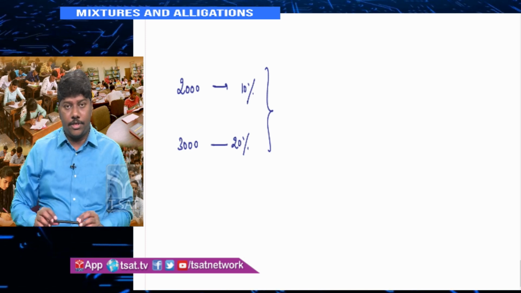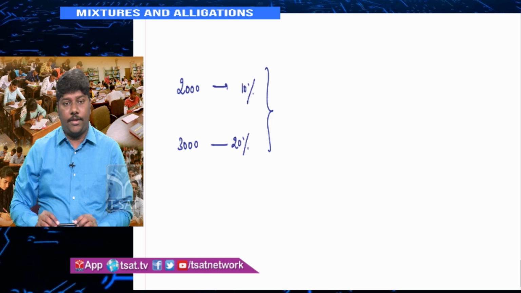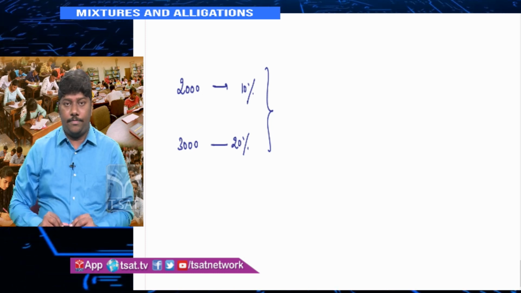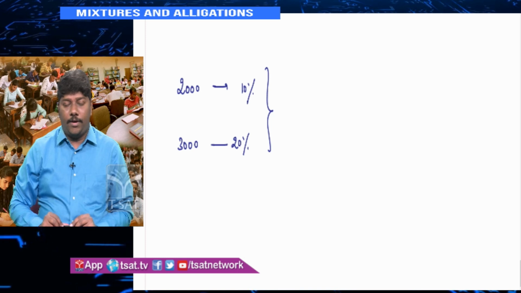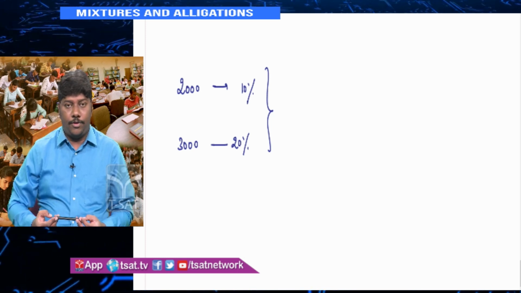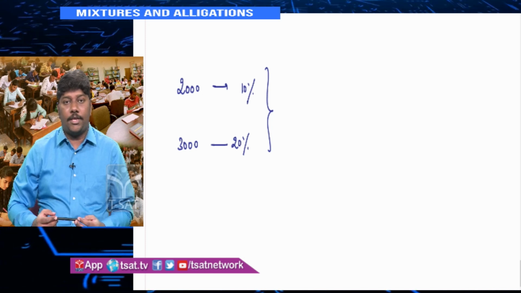I am dividing 5000 into two parts, 2000 and 3000. Upon 2000 I am getting 10% interest, upon 3000 I am getting 20% interest. What is the whole interest? The whole interest can be solved by using (N1A1 + N2A2) / (N1 + N2). Here N1 and N2 are the principles that you have given, and A1 and A2 are the percentages that you have given.